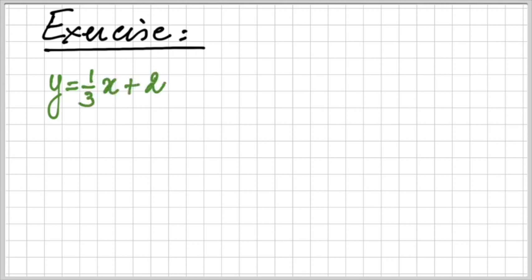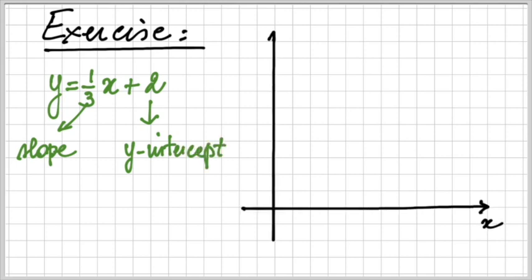Let's do this in an exercise. We have the same type of equation: y = 1/3 x + 2. So we have a slope equal to 1/3 and a y-intercept equal to 2. When we look at the slope and the y-intercept, we can draw this line in the x and y plane.